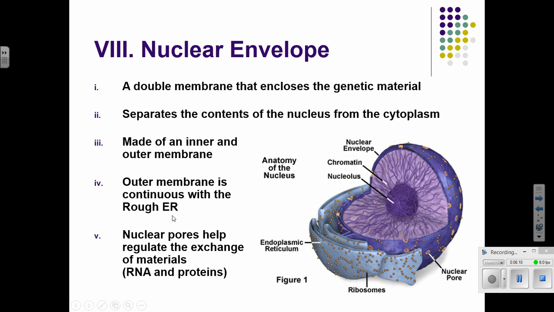The outer membrane is going to link on to the rough ER, which you see pictured down here, so that we can take something that's made in the nucleus, like a ribosome, carry it all the way out and through the ER, and it doesn't really even have to touch the cytoplasm.